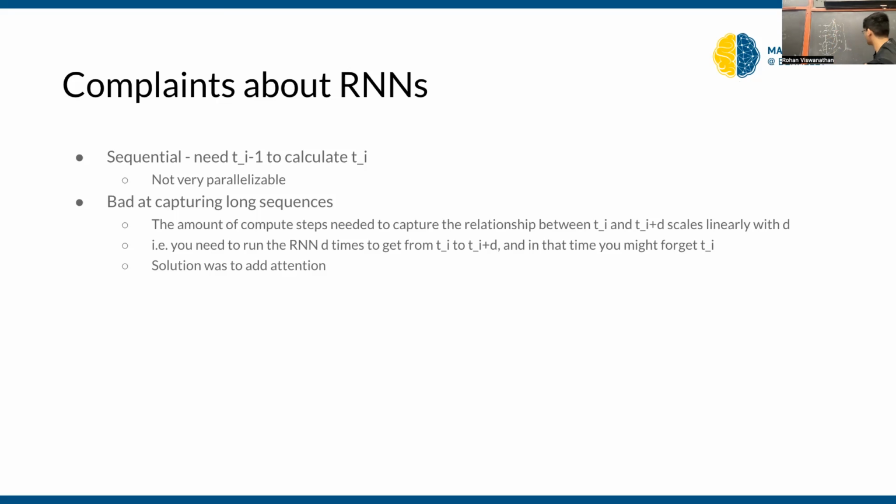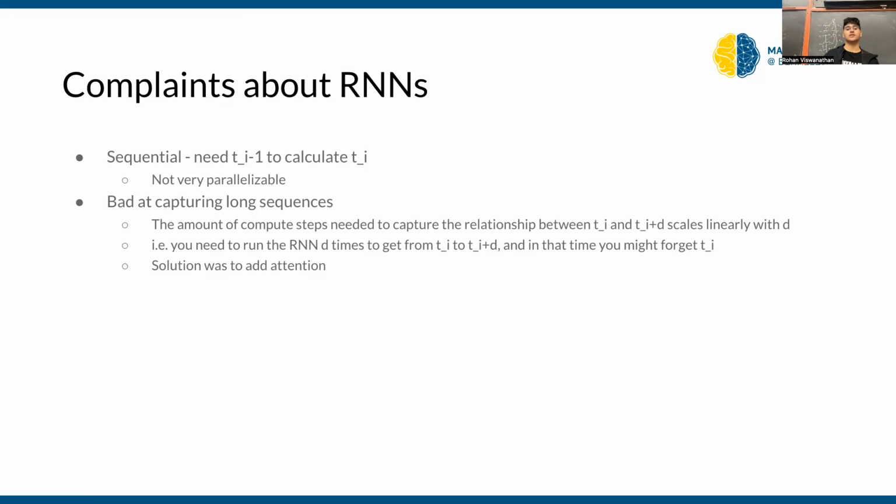And then I need to take this with respect to my context function and apply that to generate an output, right? So there are a lot of compute steps needed to calculate the relationship between a certain TI. And if I add to that TI plus D, the amount of computation will scale linearly with D, and I can't parallelize any of these computations. So I would need to run the RNN D times, and in that time, I might forget the representation I came up with previously of TI.